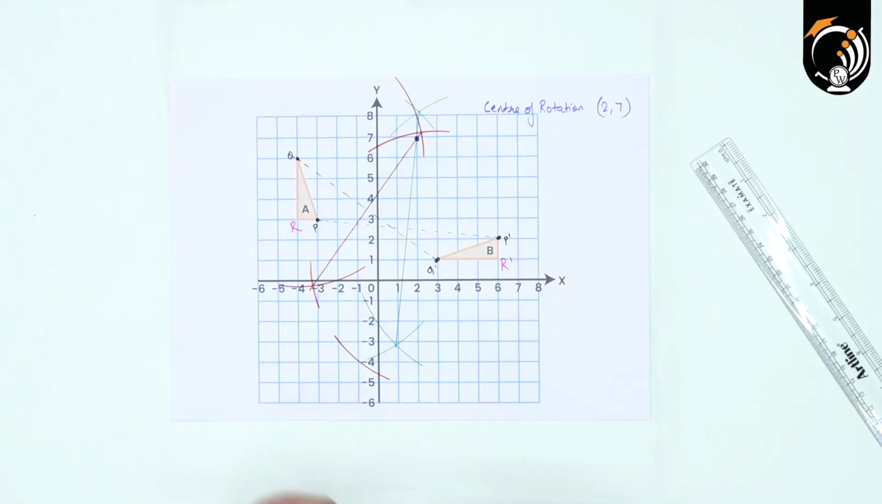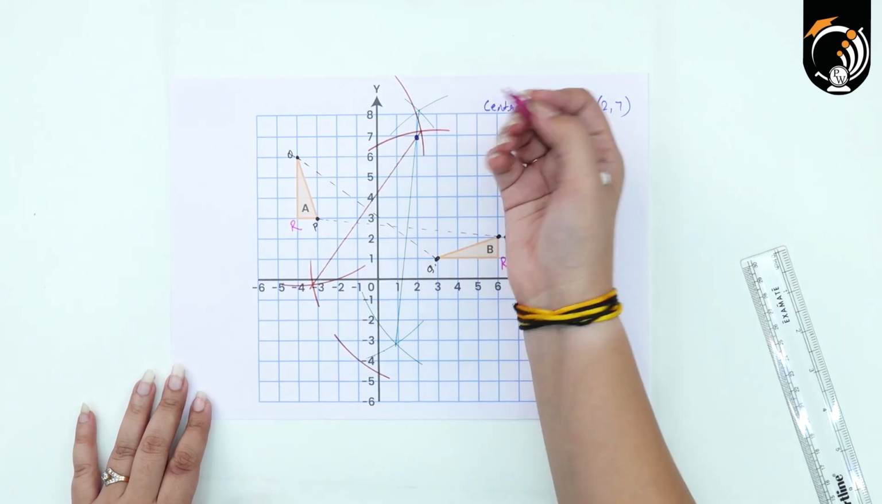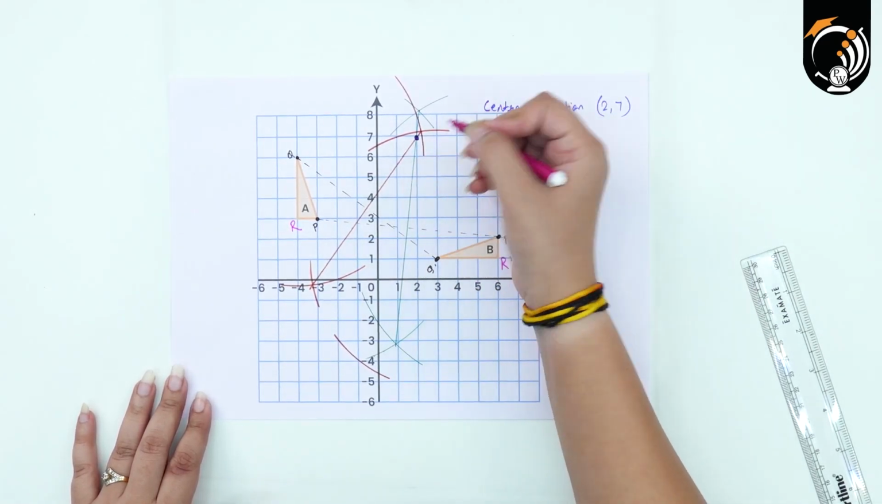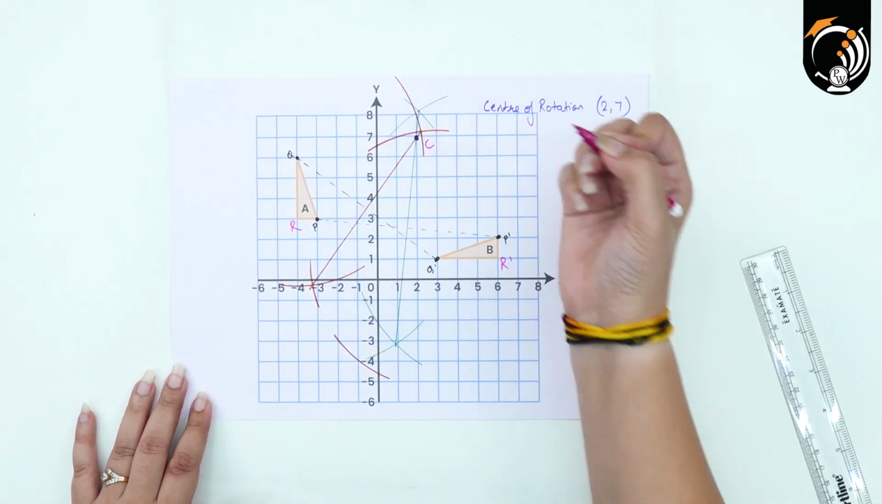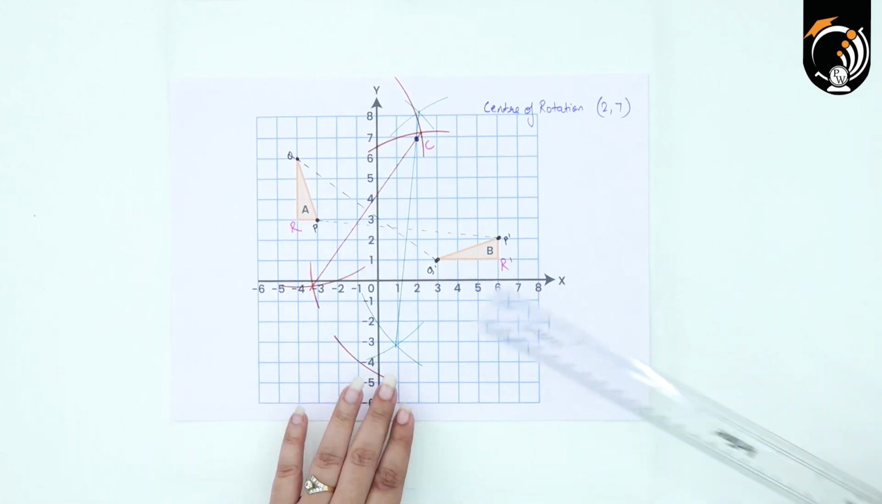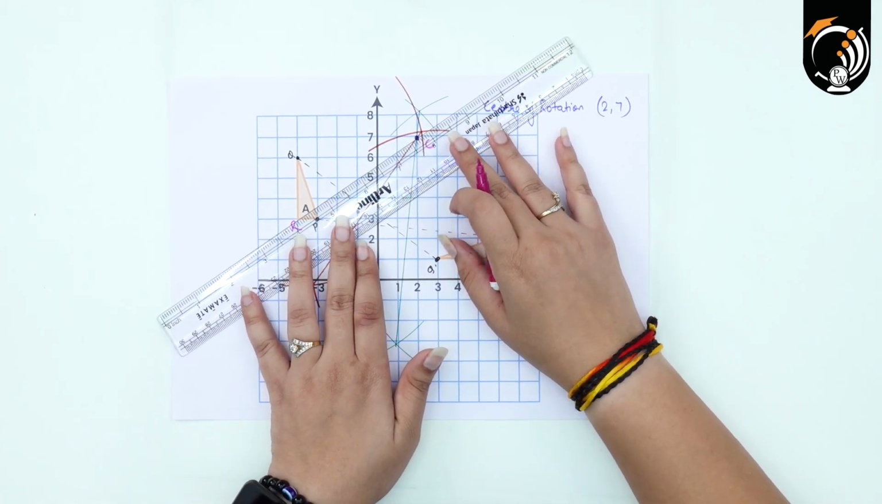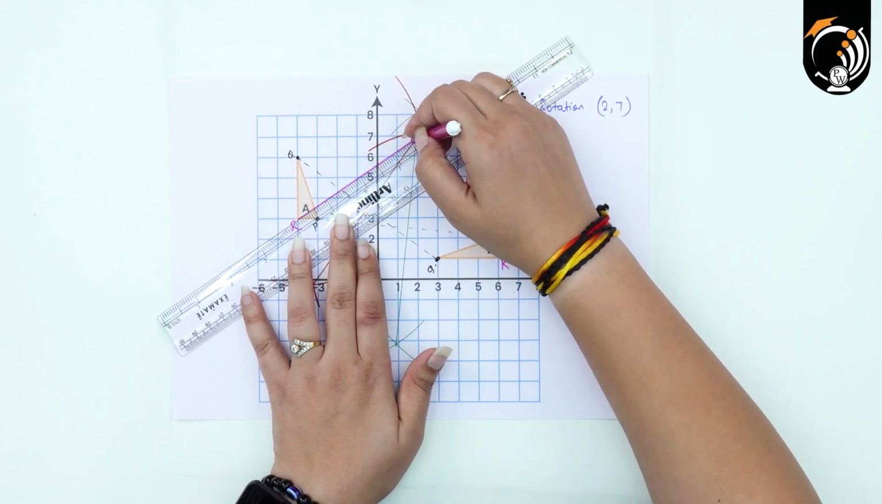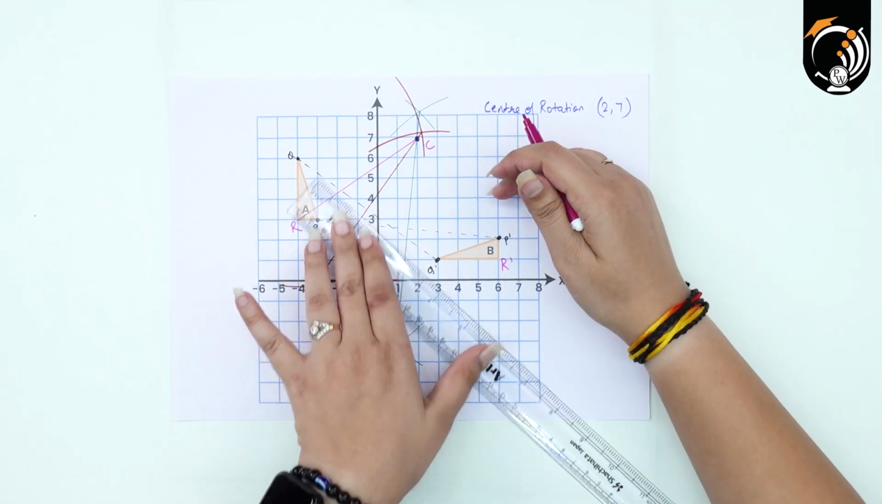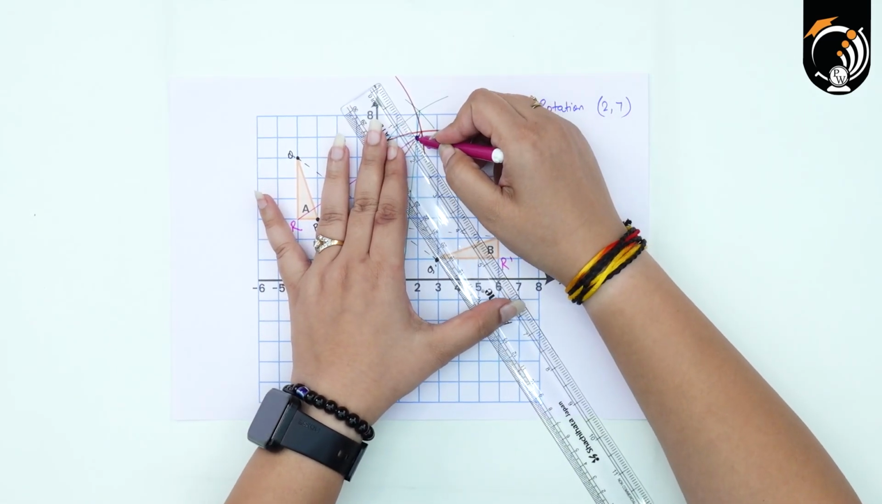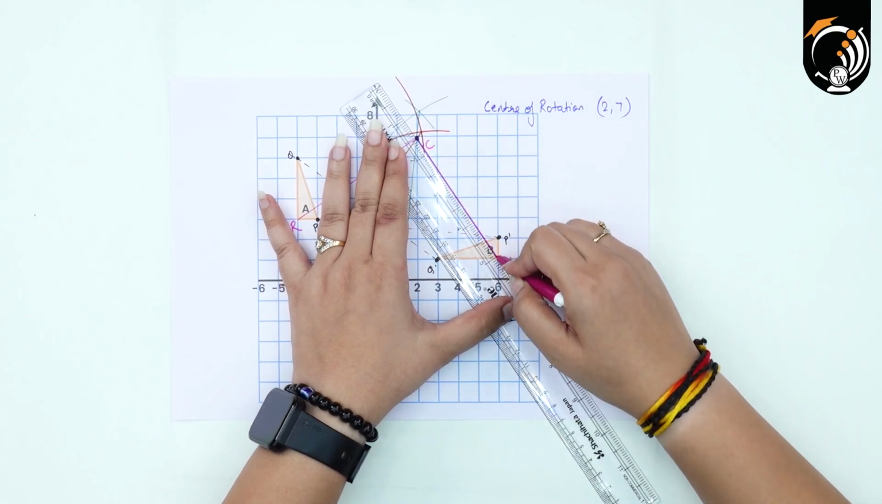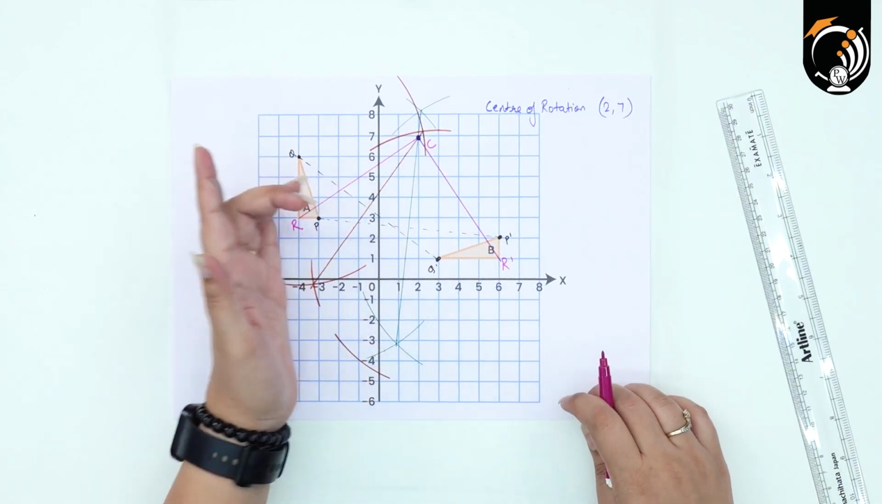So what we are going to do is simply join the center of rotation, let me label this as C here, with the points. So we are going to join RC and R dash C. Let's join it. Right, so this is how we have joined them.